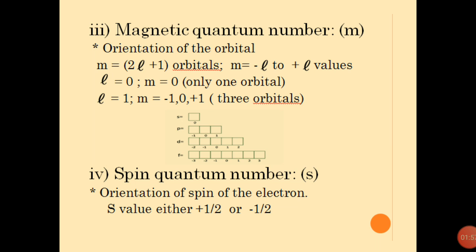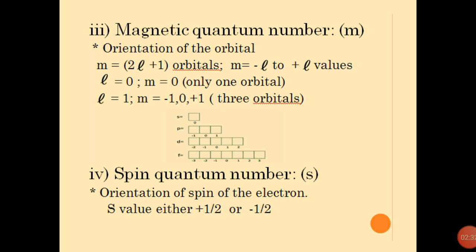Third quantum number is the magnetic quantum number. This quantum number gives the orientation of the orbitals. That means we can know from this quantum number how many orbitals the subshell contains. The number of orbitals is 2L plus 1. M values vary from minus L to plus L. If L is equal to 0, M is equal to 0. This represents the s subshell containing only one orbital with magnetic quantum number 0.